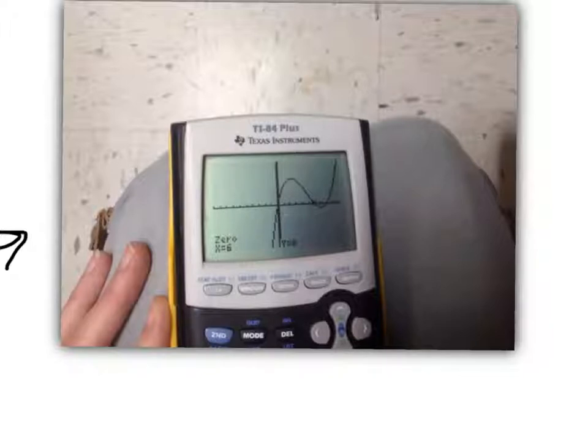Any questions? I recommend you go ahead and do 13 and 14 right now while you have a calculator, because all of the other problems you don't need a calculator for.